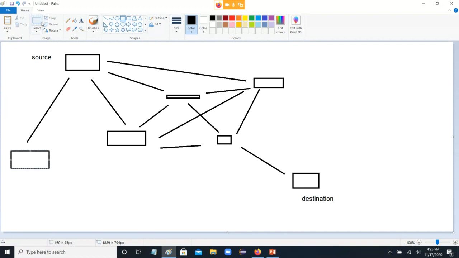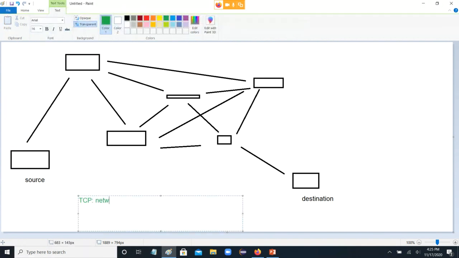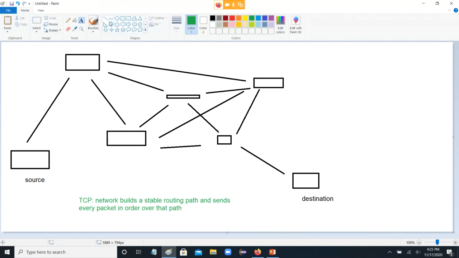Okay, so fine. So there's some network that these packets are going through. Now, with TCP, what's going to happen is that the network builds the path. So first, TCP network builds a stable routing path and sends every packet in order over that path. So for example, I might say go from here to here, here to here, here to here, and here to here, right? And then every packet in that communication is going to follow that same routing path.